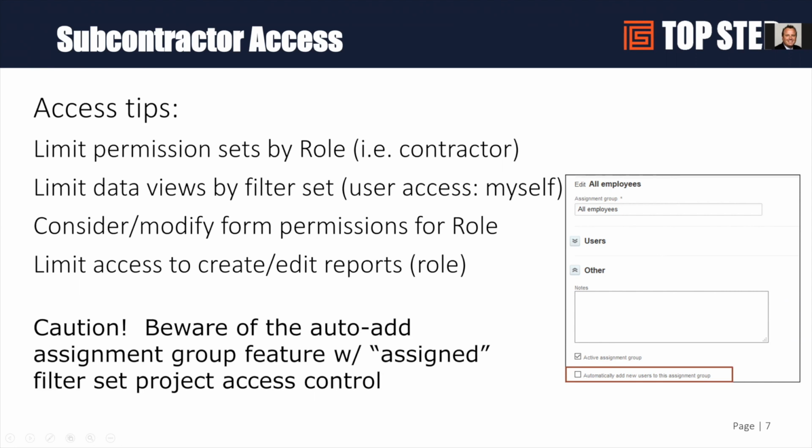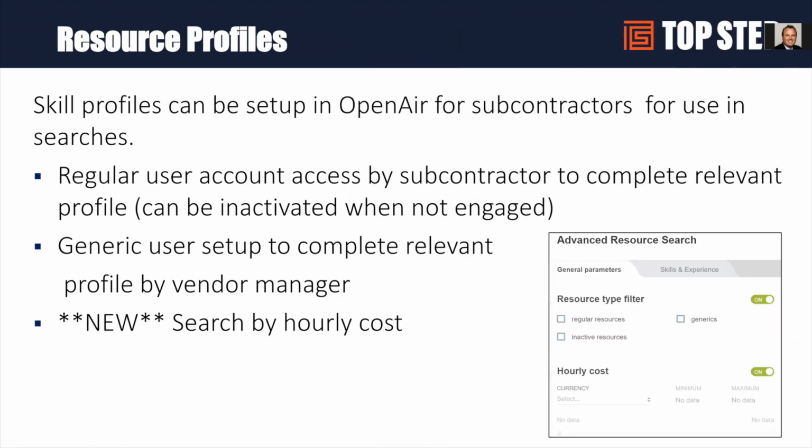We're seeing more and more customers embracing skill profiles in OpenAir, and especially for subcontractors, there's a lot of value that can be derived from that. Subcontractors can come and go. The subcontractor may do some work and then go away, and during that time their user account's been inactivated because you don't want to pay a license if they're no longer working. But you still want to be able to say, who can do this work, and what contractors have we worked with in the past that have this particular skill set.